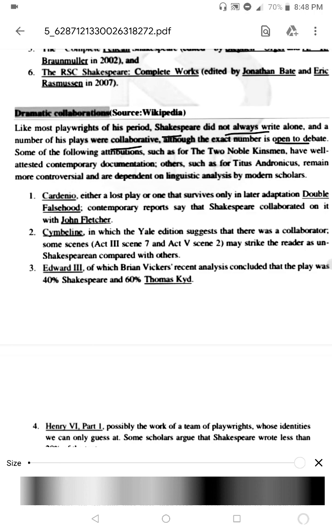The number is unknown. Some of the following attributions, such as for The Two Noble Kinsmen, have well-attested contemporary documentation. Others, such as Fortunatus Andronicus, remain more controversial and are dependent on linguistic analysis by modern scholars.